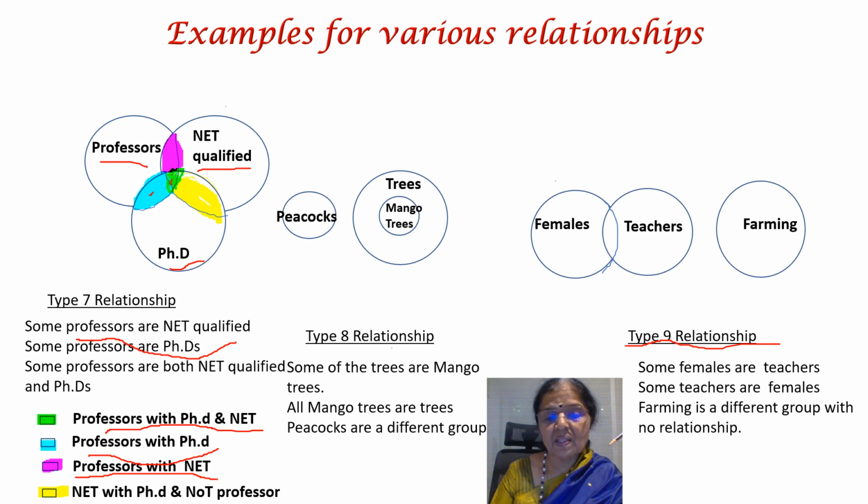And in the same way, this white region represents NET qualified people, but they are not professors and they don't have PhD. And this white region represents people who are just PhD holders. They do not have NET, and they are not holding the post of professors. So other groups are also there. The pathetic thing is those with both NET and PhD qualification, but they are not professors.